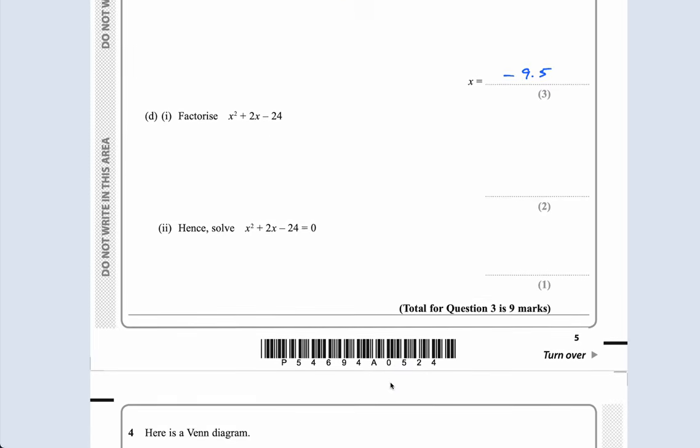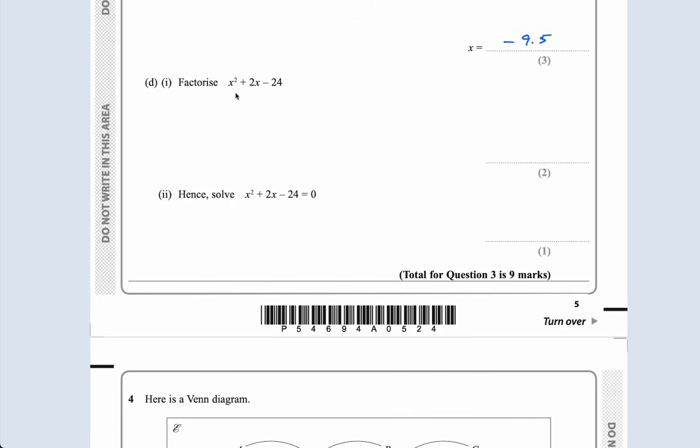Okay, D. Factorize this. Okay, guys, I've seen maybe 10 different ways of factorizing quadratics. You can do it the way you like, as long as you know how to do it. I like to say what are the factors of x squared? Well, it's x and x. What are the factors of negative 24? Well, or just 24, it's 6 and 4. And then because it's a minus, one has to be plus and one has to be minus. The bigger one is going to be plus because it's plus 2x minus 4x. So these are my two factors.